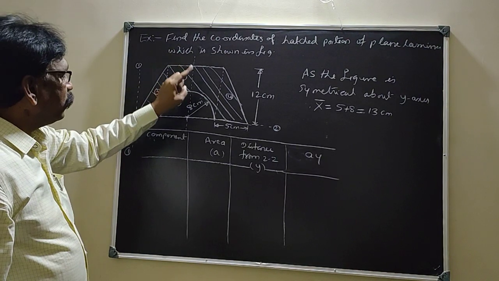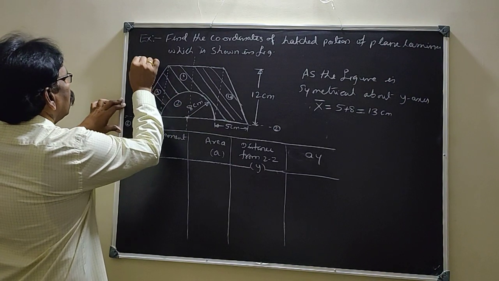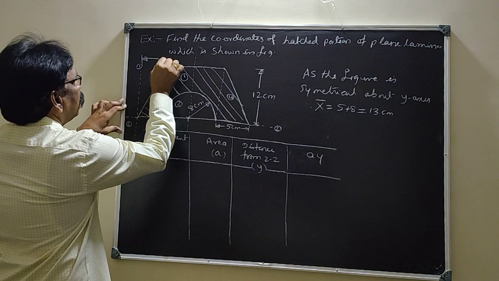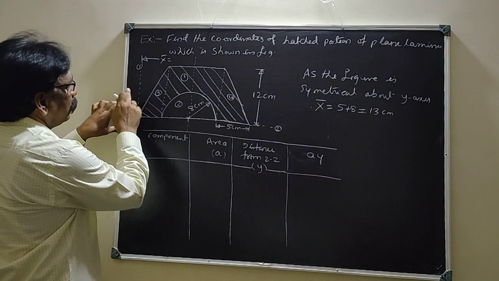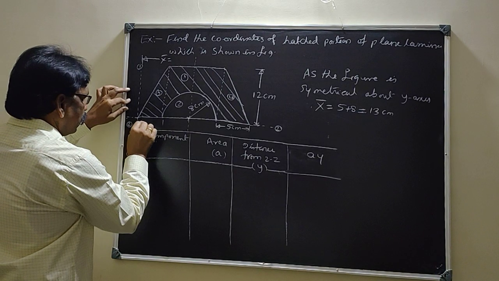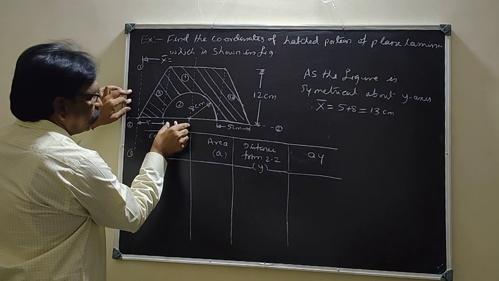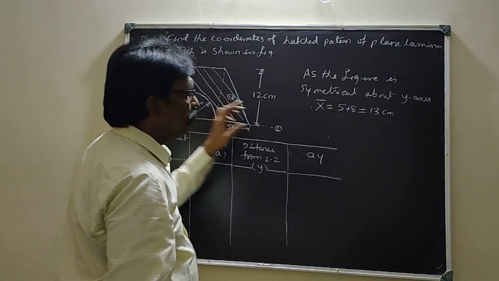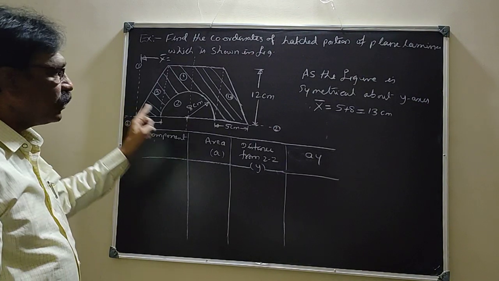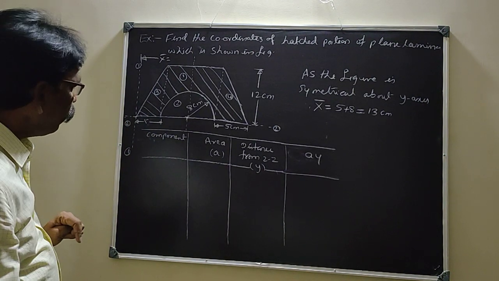Now when you observe this figure, it is symmetrical about the y-axis, so therefore the distance x bar is equal to 5 plus 8, that is equal to 13. So as the figure is symmetrical about the y-axis, x bar is equal to 13 centimeter. Now we'll have to find out the y bar.